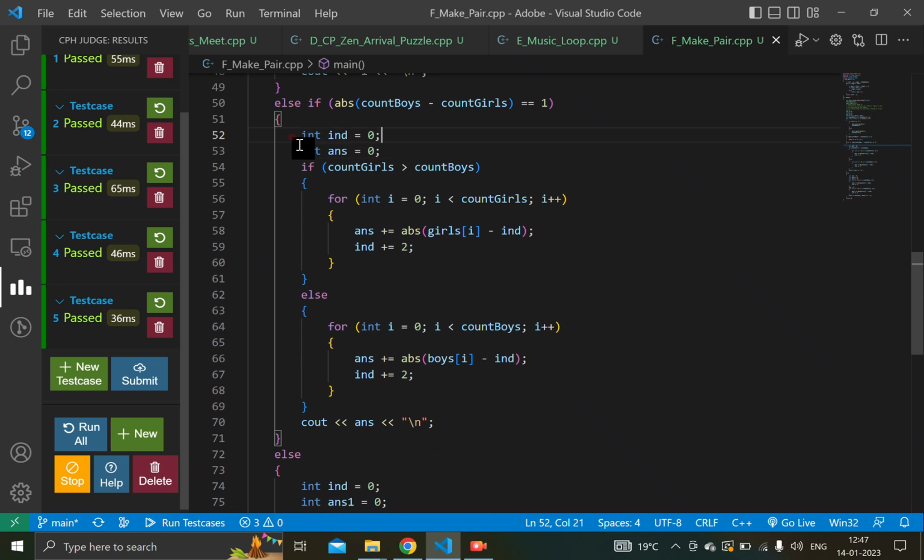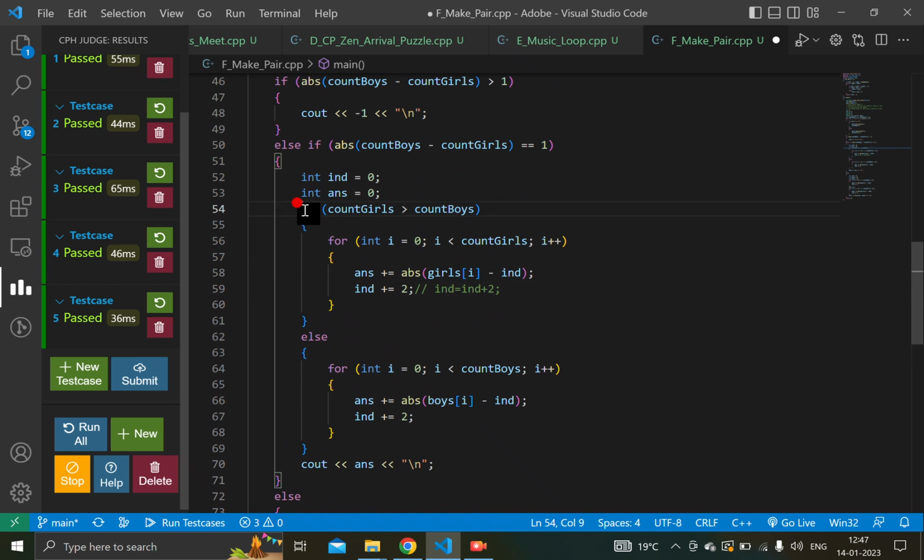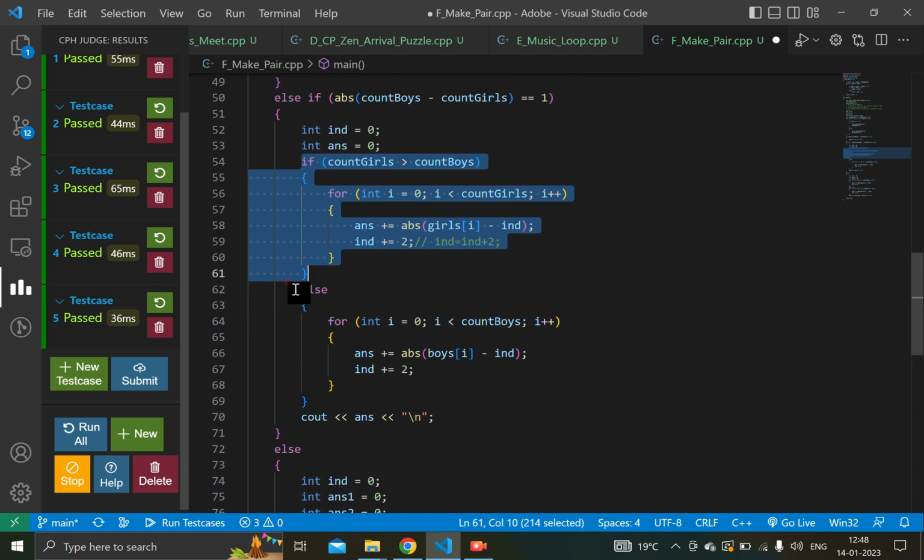So I have done that here. I have taken the index 0, the initial index of the majority group, right? And I have calculated the difference, the number of swaps we need to make that arrangement possible, right? And just increase the index by 2. Why am I doing this? If someone is confused, it is similar to index equals the old index plus 2, adding 2 to it, right? So this will be the condition when the count of girls is greater than the count of boys.